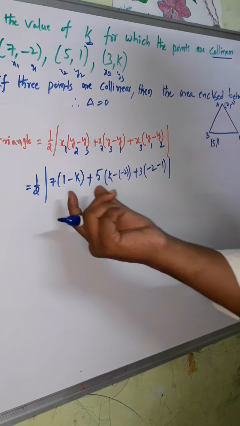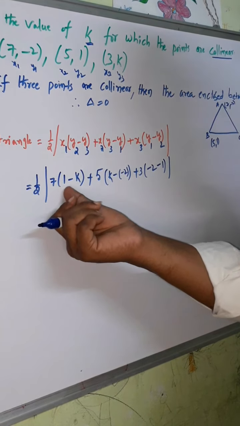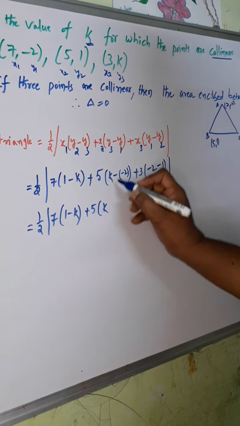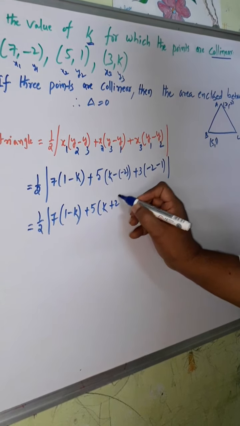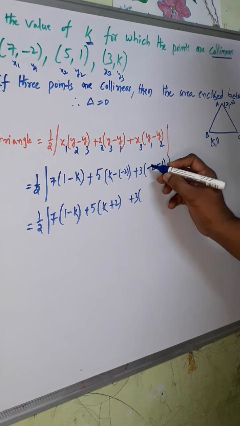Now simplify the values in the brackets. One minus k, plus 5 into k plus 2, plus 3 into these two are minus, so write minus 3.